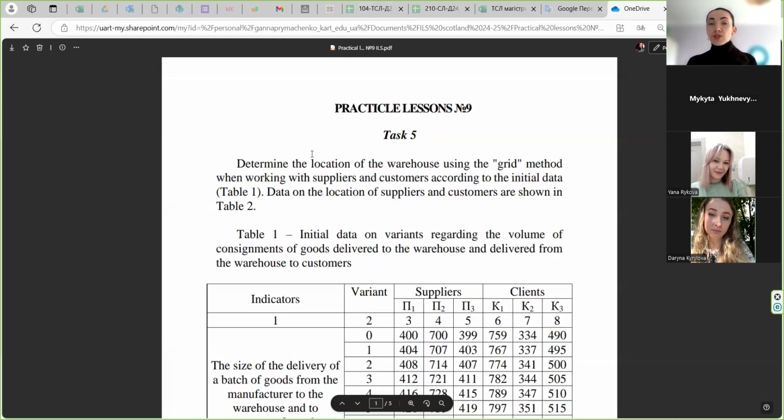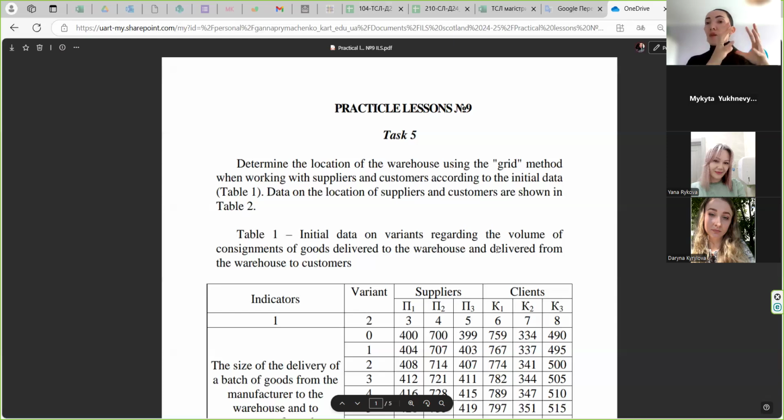So while you are writing this information, we show what we need to do today. It is our practical recommendation: determine the location of the warehouse using the grid method when working with suppliers and customers according to the initial data. We use table 1 with the information about initial data on variants regarding the volume of consumer goods delivered to the warehouse and delivered from the warehouse to customers.